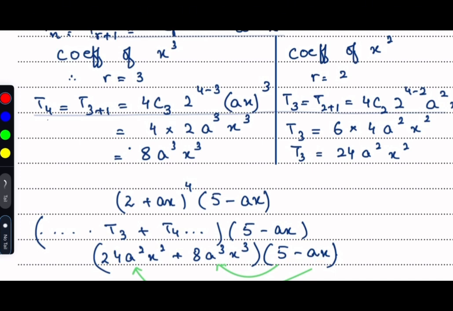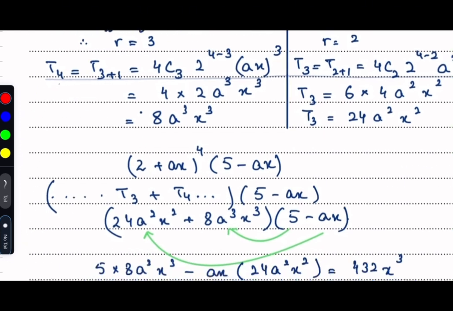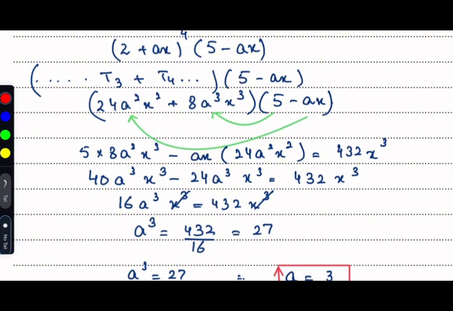So what I know here is that if the third term gets multiplied by ax, x square into x should be giving me x cube, and this is what I want, the coefficient of x cube. The fourth term, which is 8a cube x cube, if it gets multiplied by the constant 5, I will again be getting the term in terms of x cube, which is also required in the question. So if I solve it, this is 5 times 8a cube x cube and minus ax times 24a square x square, and this should all be equal to 432 x to the power cube. This is given in the question. This is one condition in the question for which I should be finding out the value of a here.